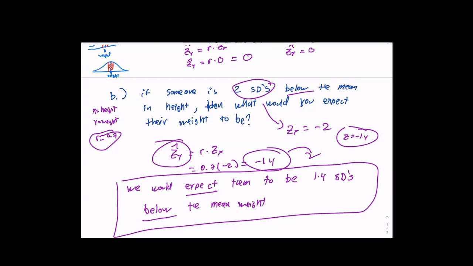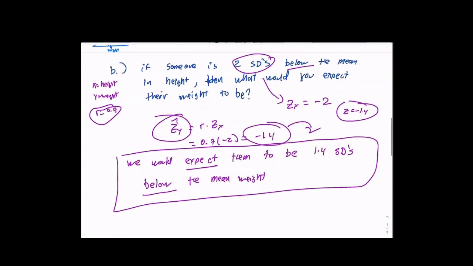Now, if I had to guess an actual weight, I would have to do a little bit more mathematics, right? I'd have to know what is the mean weight, what is the mean height, what is the standard deviation of weight, and what is the standard deviation of height. If I have that, then I can calculate what 1.4 standard deviations below the mean actually is. We're not doing that as much here. The focus on this problem is just understanding how many standard deviations. If we only know standard deviations from the mean for one variable, we can only interpret or predict standard deviations in the other variable.